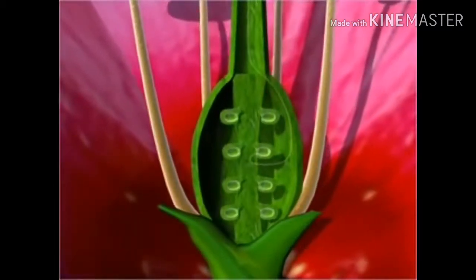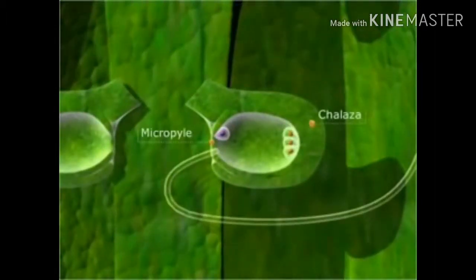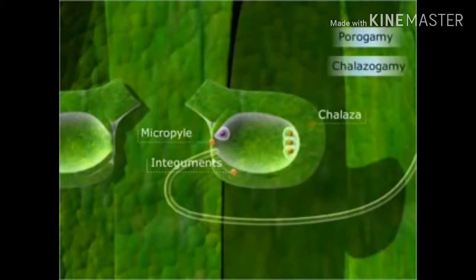The entry of the pollen tube into the ovule through the micropyle, chalaza or integuments is known as porogamy, chalazogamy and mesogamy respectively. Porogamy is the most common out of these.